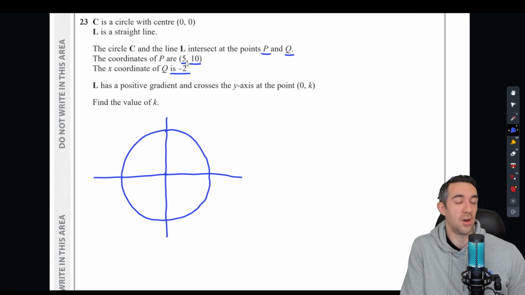I can work out my radius because I know P is a point of intersection. It's on the circle, so 5, 10. Let's go there, so that's P. And then the x coordinate of Q is -2, so it's somewhere. Right, okay, I can sort of see where this is going now.